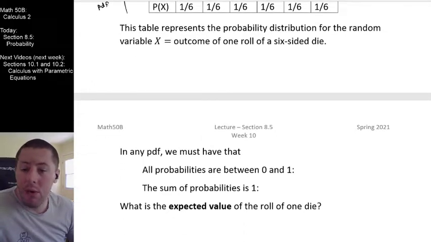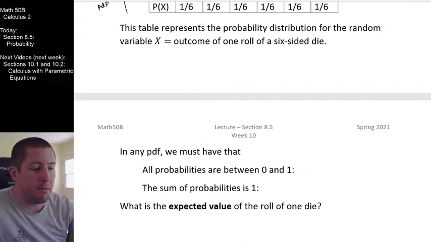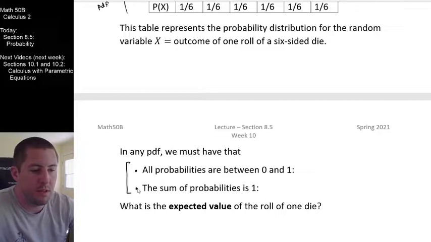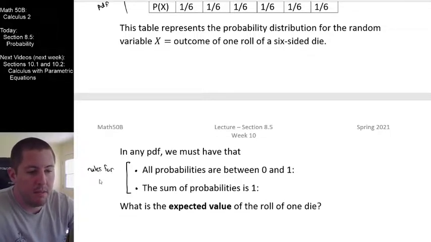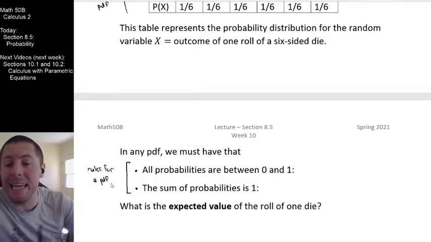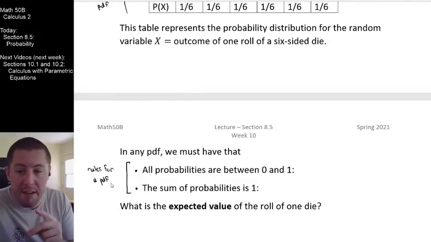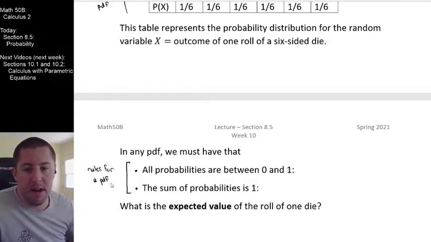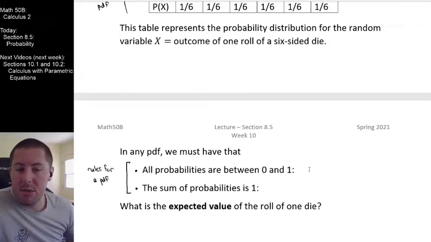So what we want to do now is define what it means to be a probability distribution function. Here are the two rules for any probability distribution function, the rules for a PDF. Something is a probability distribution function if it has both of these properties. All the probabilities need to be between 0 and 1.